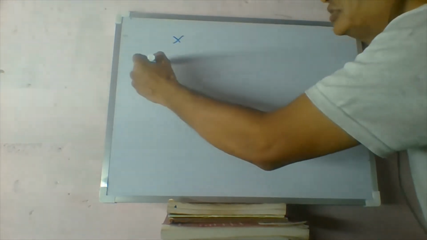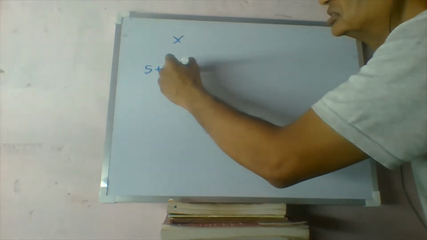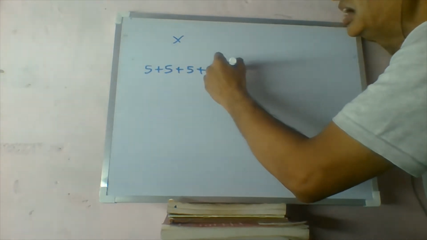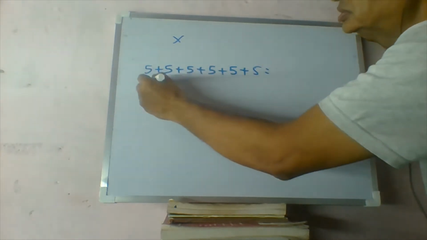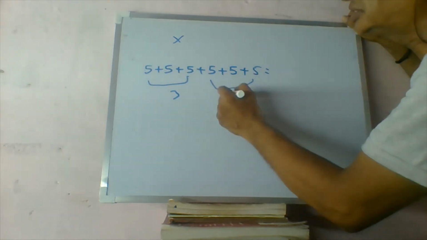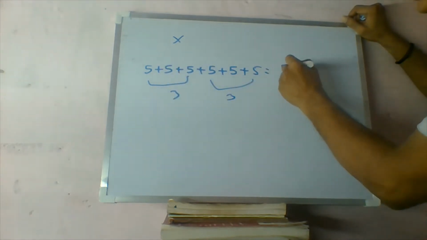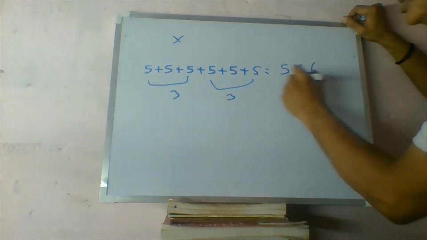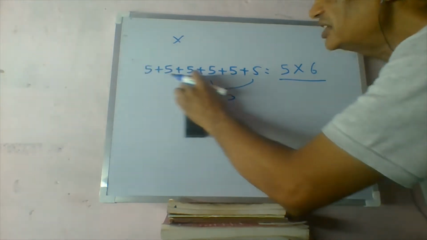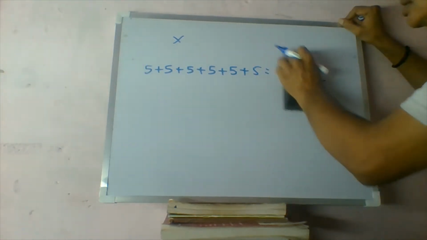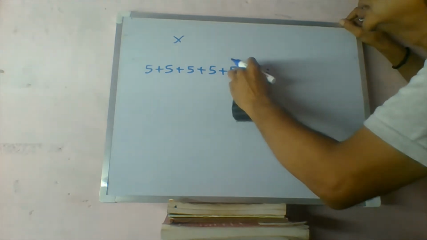So let's first get the language part. Suppose multiplication was for repeated addition. That is 1, 2, 3, 6 fives. So we should write 5 into 6. We can have a similar situation with multiplication as well.